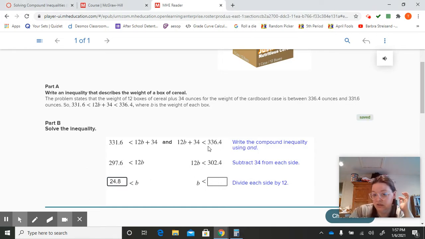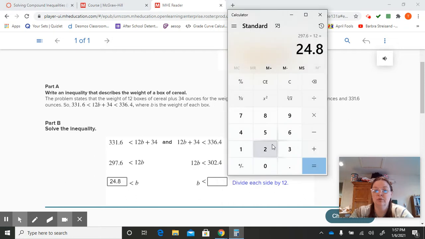And we do the same thing on the other inequality. We subtract 34 from both sides, and we get 12B less than 302.4.